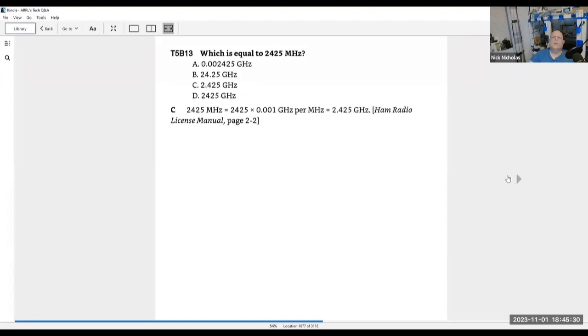Not the same, which is equal to 2,425 megahertz. Well, if we divide 2,425 by 1,000, which is what a gigahertz would be, then we get an answer of 2.425 gigahertz. And believe me, if you touch something transmitting at 2.425 gigahertz, it will be megahertz 1,000 times over. That's pretty much the frequency of a microwave oven.